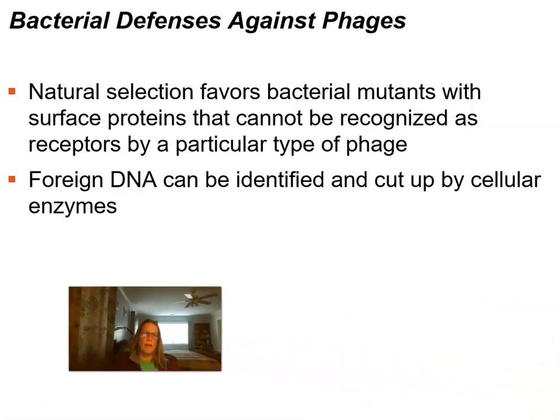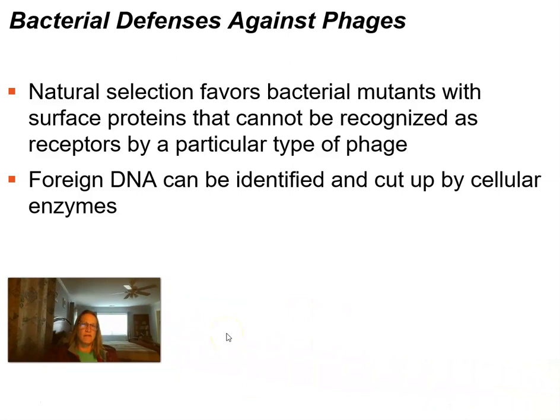Okay, so bacteria aren't entirely defenseless against bacteriophages. Natural selection does favor some bacterial mutants that have surface proteins that are not recognized as receptors by certain bacteriophages. So if a bacteria has slightly different surface proteins that aren't recognized as receptors, then that bacteria would be immune to a phage infection.